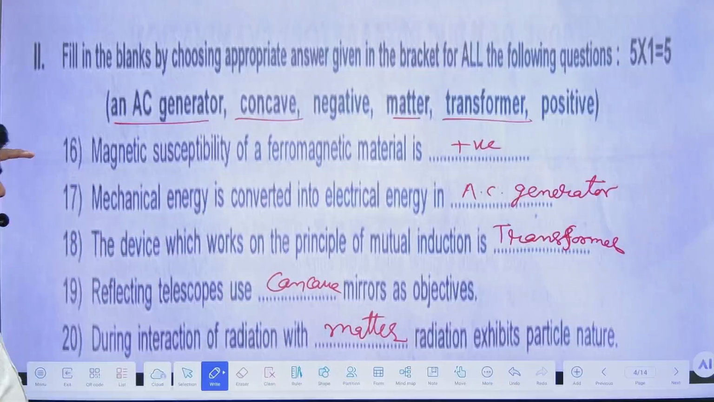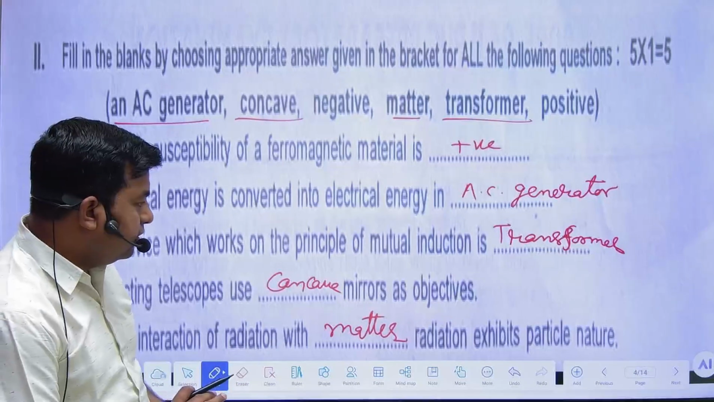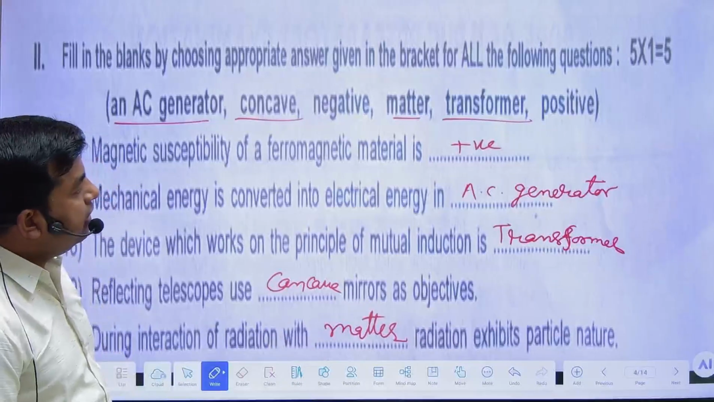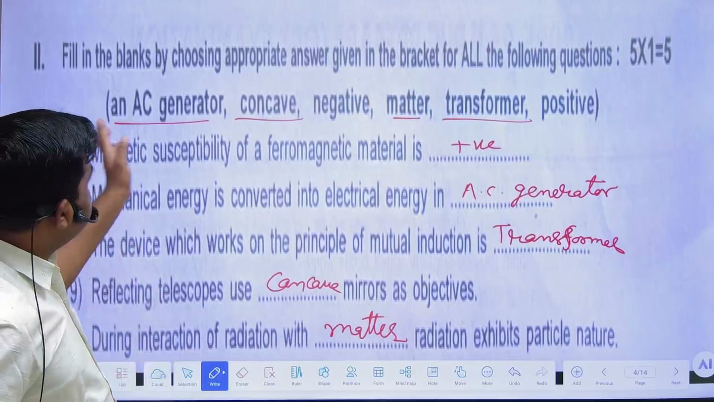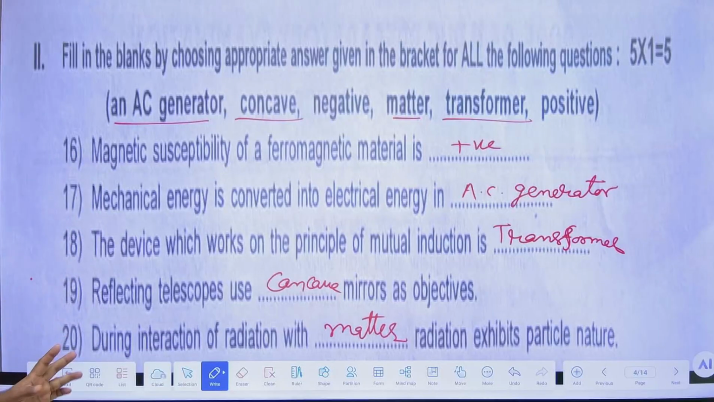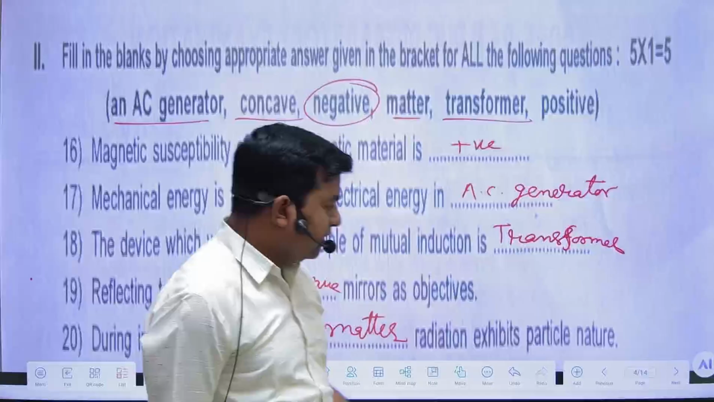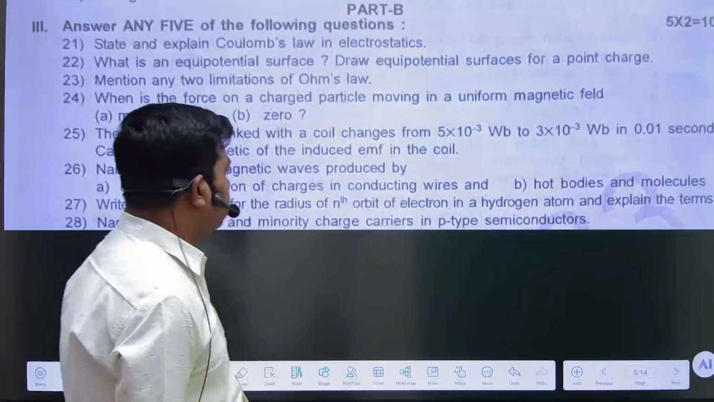Okay, so 16 is positive. This is AC generator, transformer. 19 is reflecting telescope uses concave mirror, and during interaction of radiation with matter. Okay, these are your how much? So these are 5 into 1. So 1, 2, 3, 4, 5. All is correct. Here we don't use negative marking. Okay. Now we have to move to the next question.